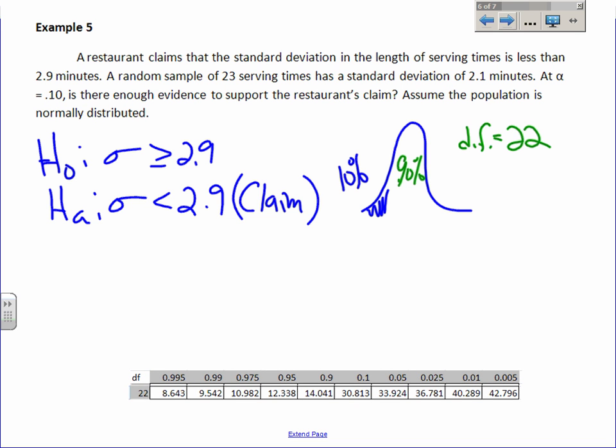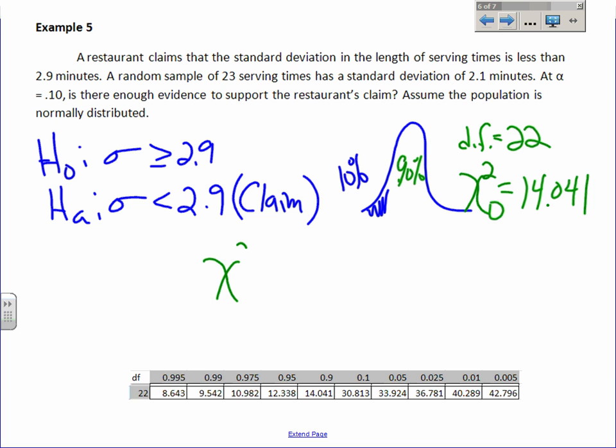Okay, so here's 22, and you're telling me to look up 0.90, which I agree because it is on the left side, so it should be the smaller number, right? So I get 14.041. So now I got to go find out, does this thing even have a chance?